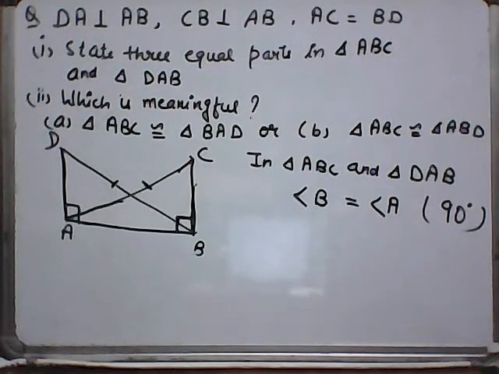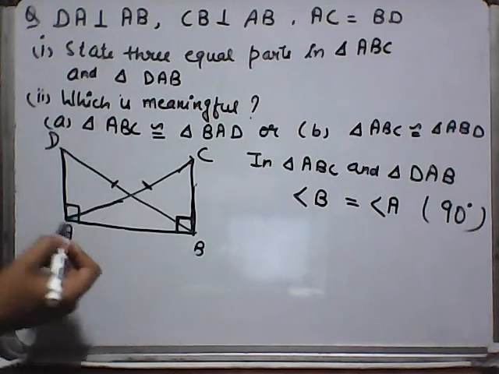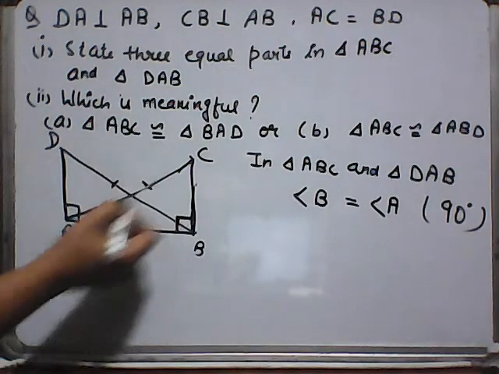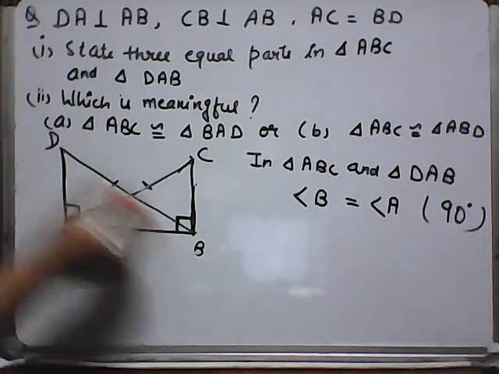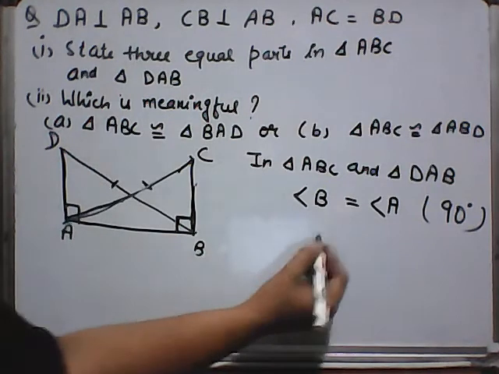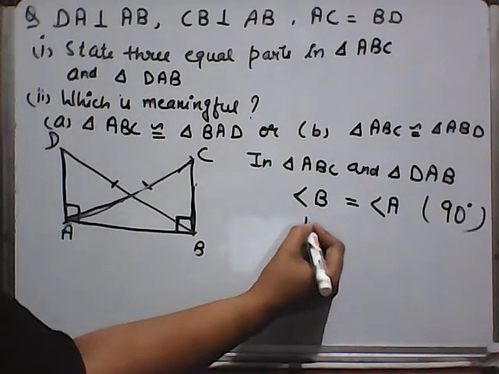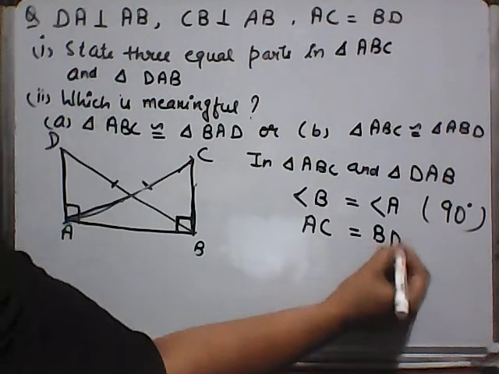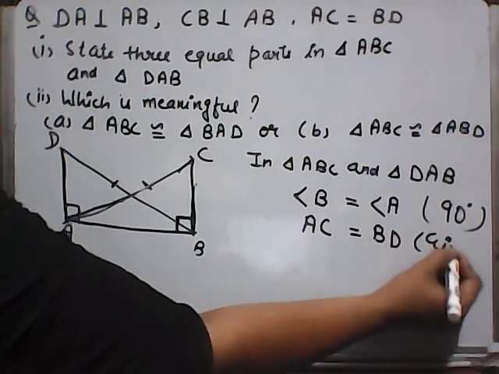Now, here in triangle ABC, side AC is equal to side BD. It is given to you. AC side is equal to BD. It is given to you.